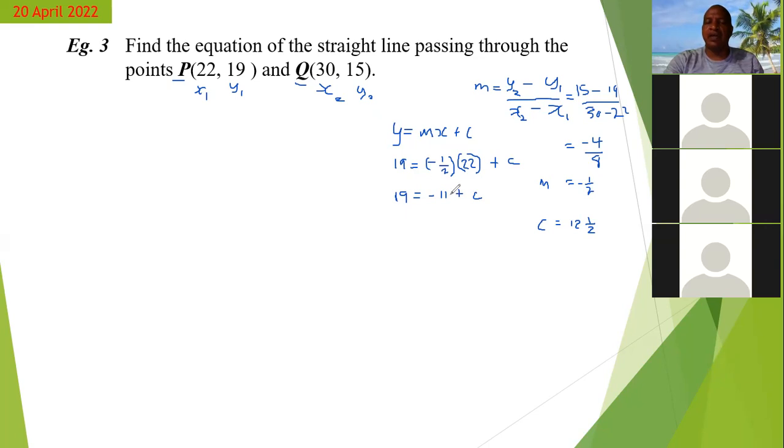You have to simplify as you go along. Now you can bring this 11 over here. So when you bring it to the left-hand side, it's negative 11, it becomes positive. So you have 19 plus 11 equal to C. So that would be what? C should be what? Should I get 30? Right, so that's what C is supposed to be.